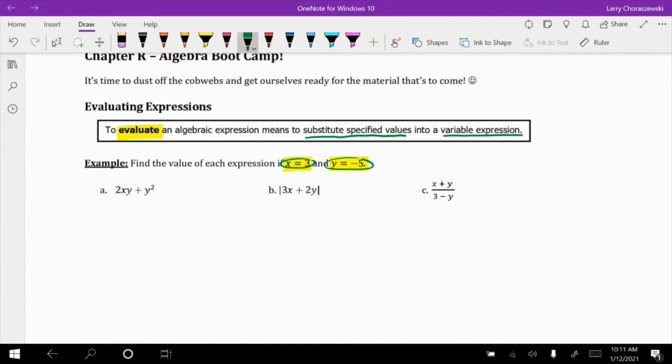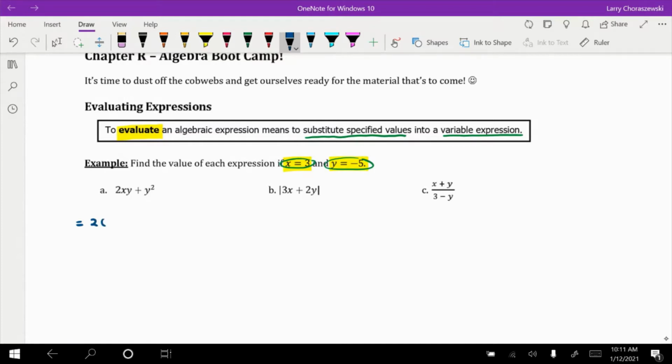Now, in most cases, once you do that, you're not finished. You do have to simplify according to the order of operations. So just something to keep in mind as we go along. Our first algebraic expression is 2xy plus y squared. According to the instructions, we are allowed to replace x with 3.